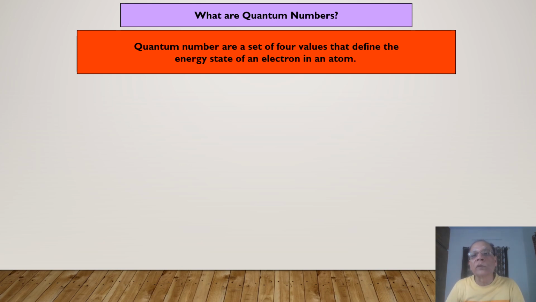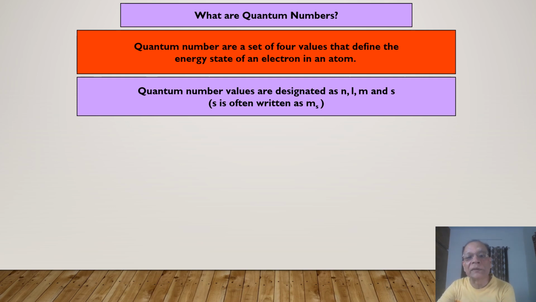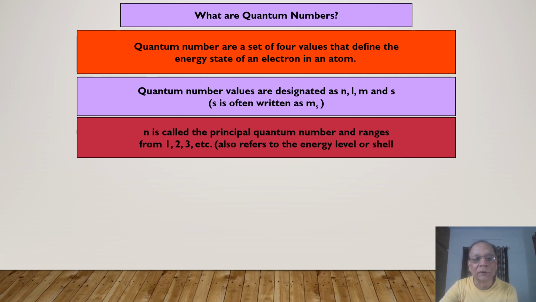Quantum numbers are a set of four values that define the energy state of an electron in an atom. Quantum number values are designated as N, L, M, and S. S is often written as MS. That is spin quantum number. N is called principal quantum number and ranges from 1, 2, 3, etc. Theoretically it can go up to infinity, but we go only up to 7 because the periodic table does not have more than 7 periods. That means the seventh energy level is the last energy level that is getting filled.